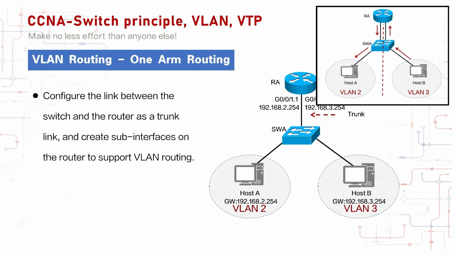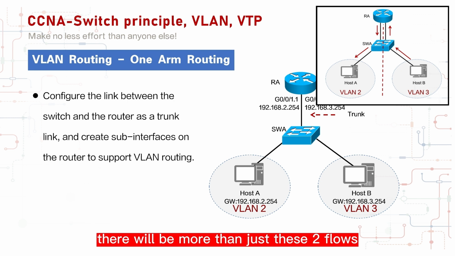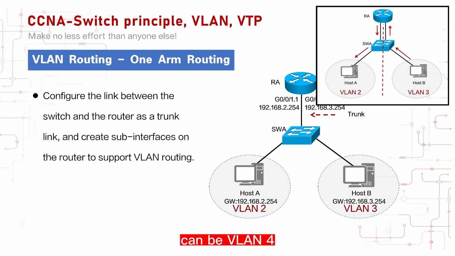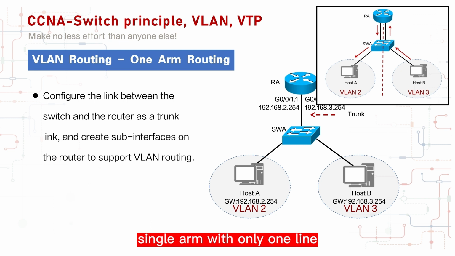In the future, there will be more than just these 2 flows. It can be VLAN 4 or VLAN 5 that can connect, and then all go through this one line. Single arm has only 1 line. Let's talk about how it's done.